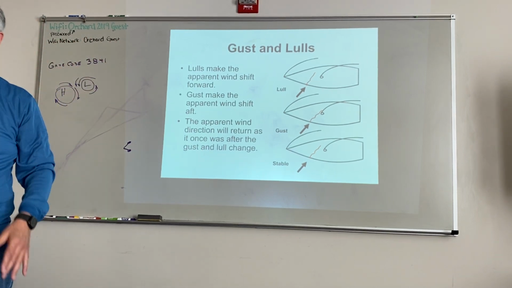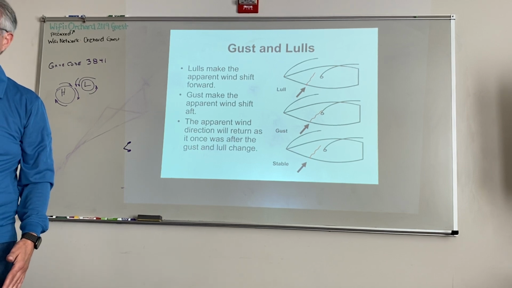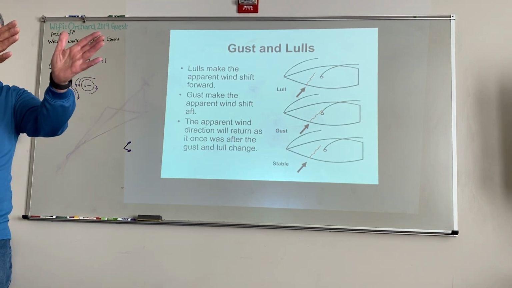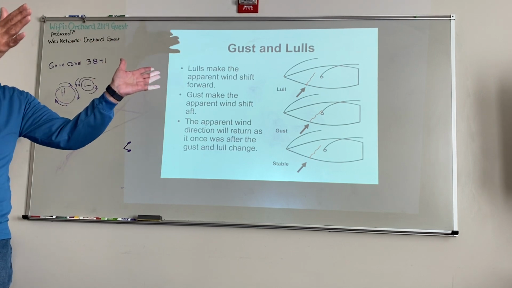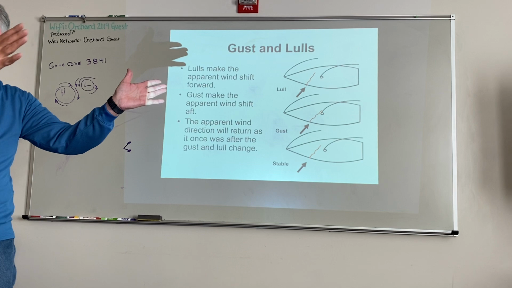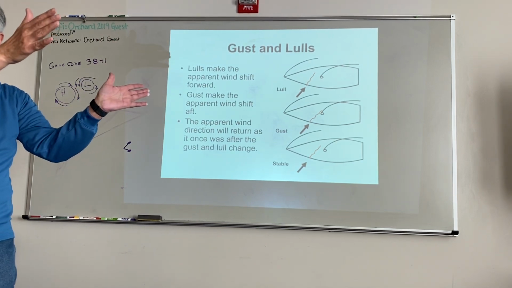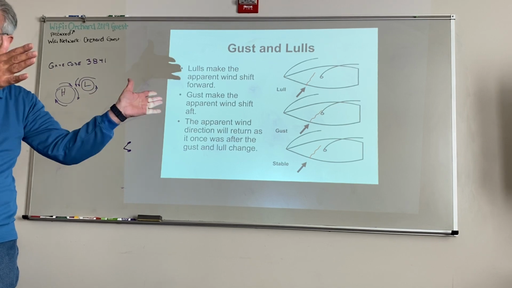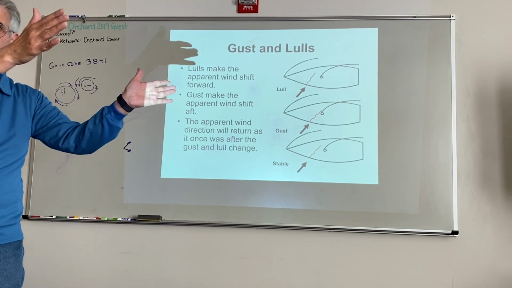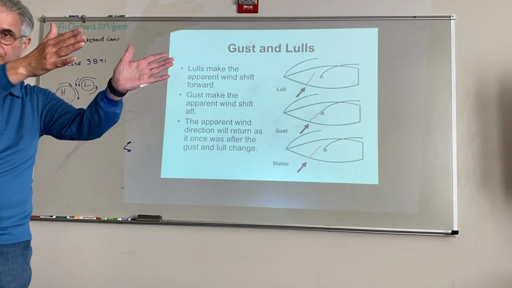Because you've turned into more of a no sail zone, you'll be closer to going into irons, but it's just the fact that if the wind slows down, more of the wind is from your boat movement. Therefore, the apparent wind, which is the combination of the boat movement wind and the real wind, is going to move forward as this wind slows down.